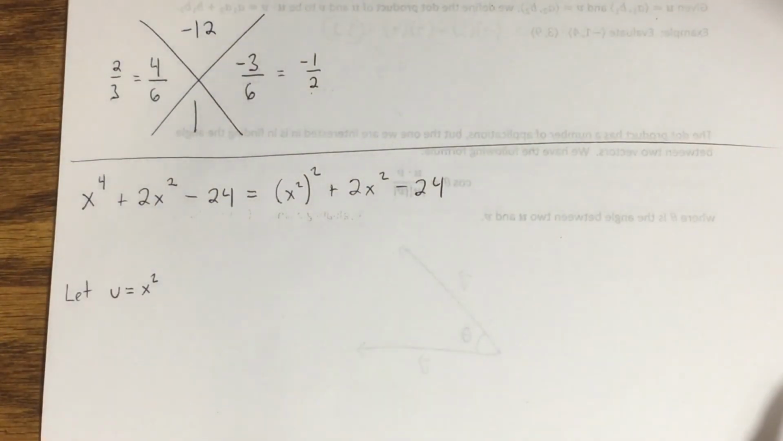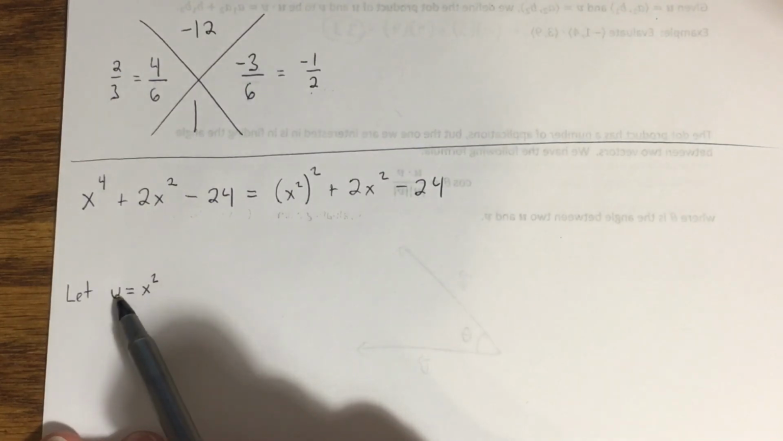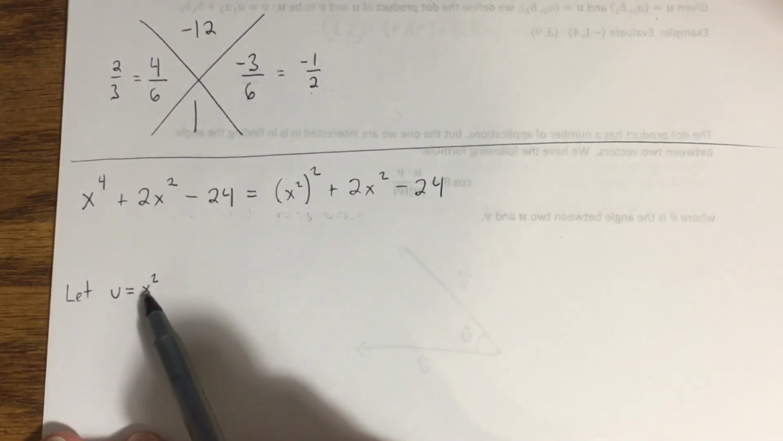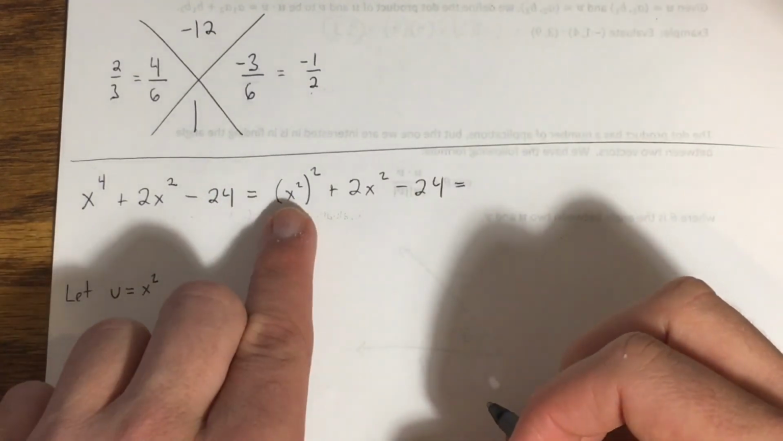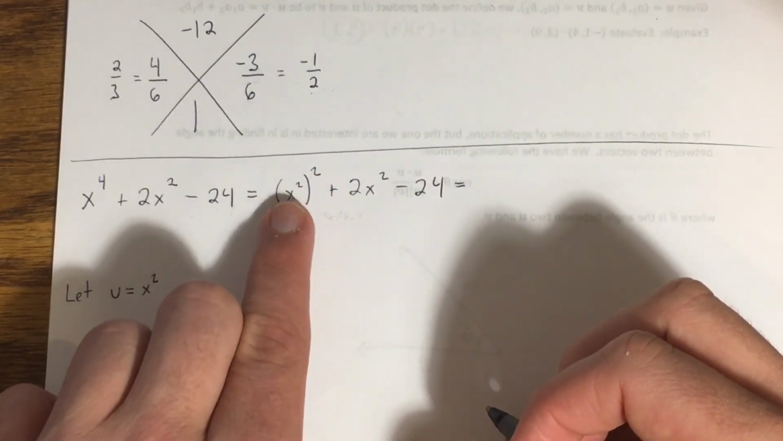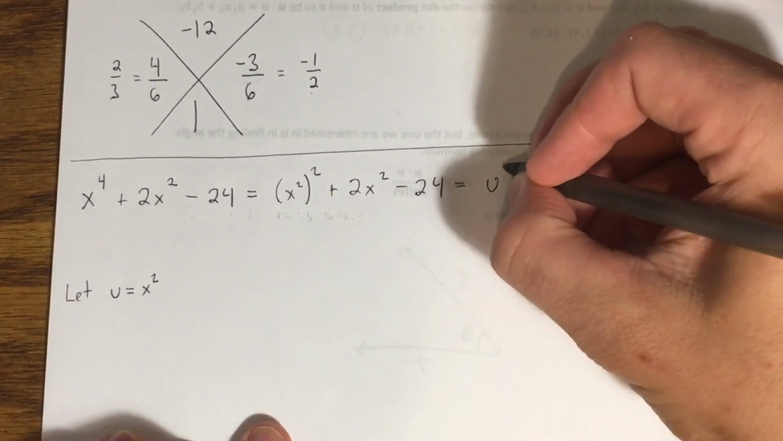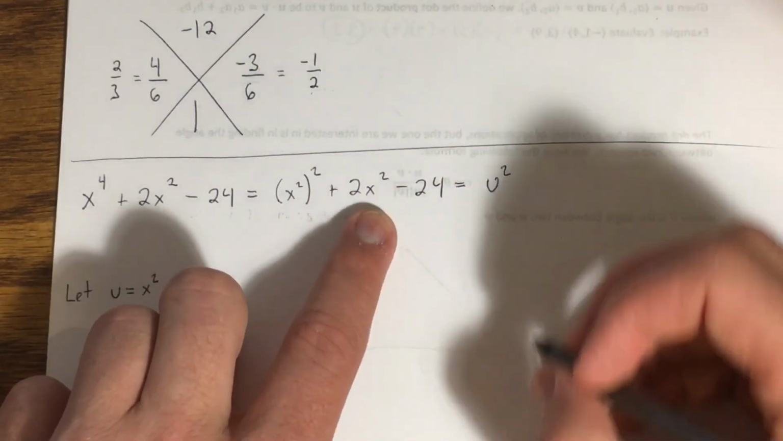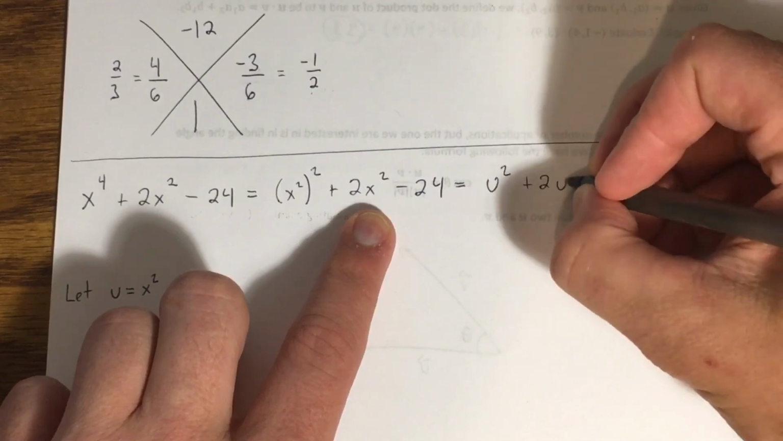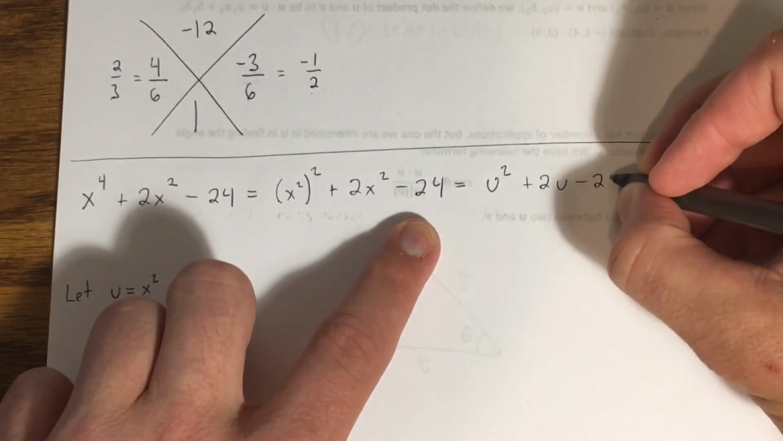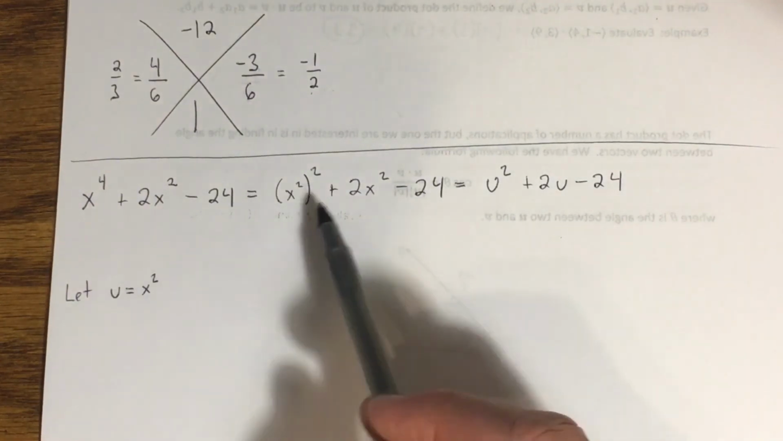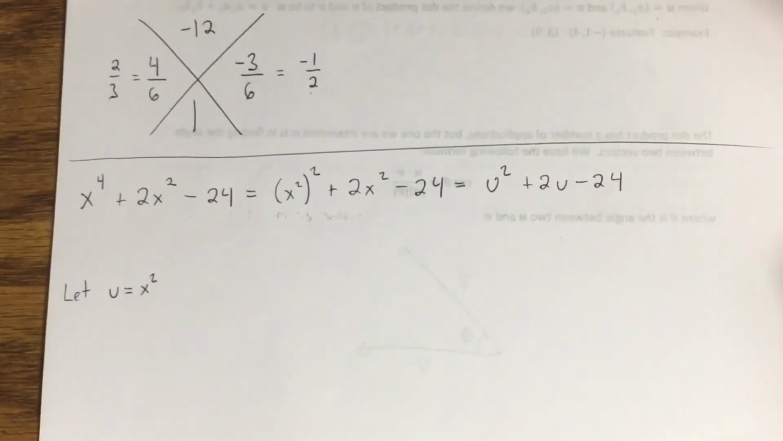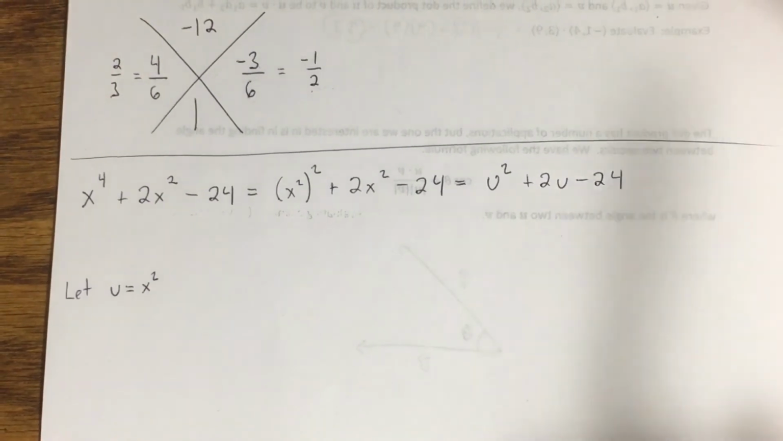Okay? If u is equal to x squared, I can use this u as a substitution for anywhere I see an x squared in my expression. So instead of x squared squared, it's going to become u squared. And this becomes plus 2u. And then this minus 24 didn't have any x's in it, so there's no substitution necessary. And by doing that, even though I've introduced a new variable, the new expression is a quadratic expression in that variable, and that can be factored.